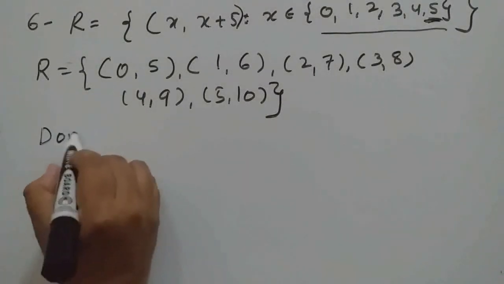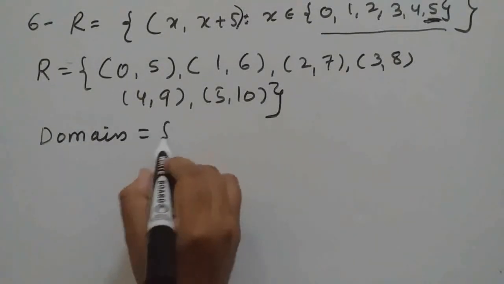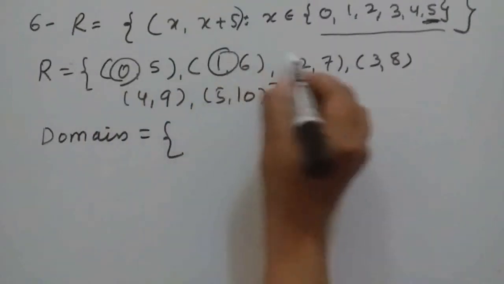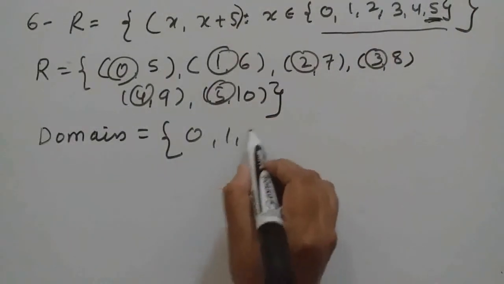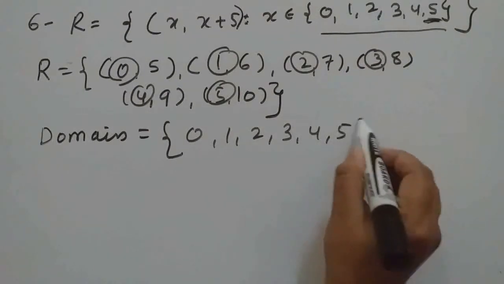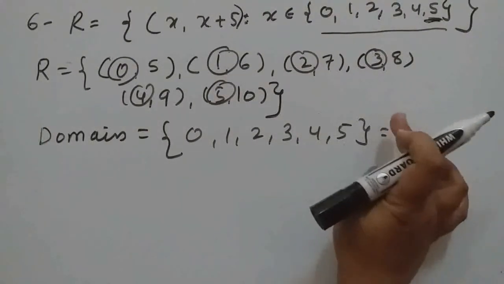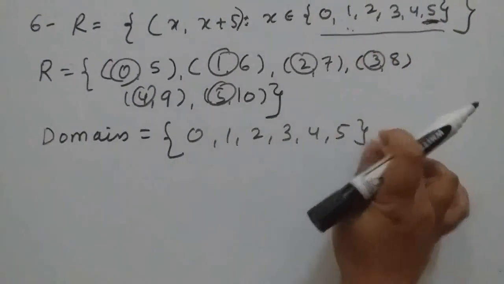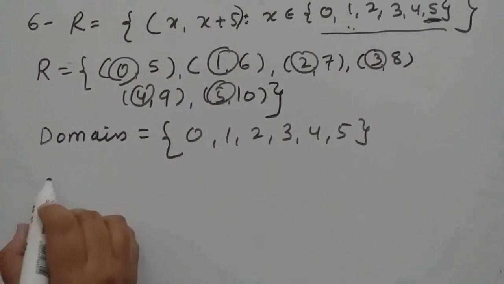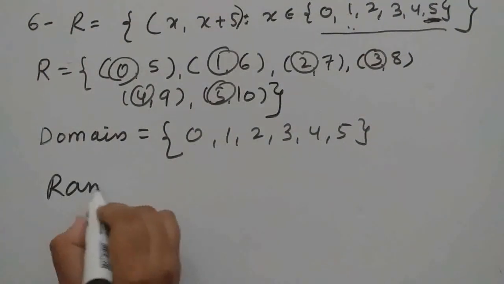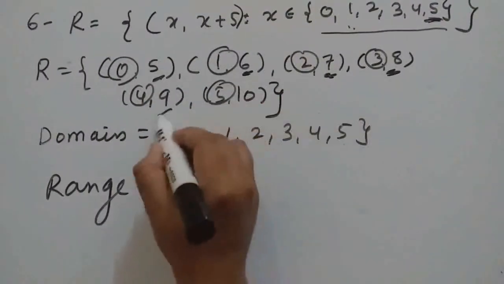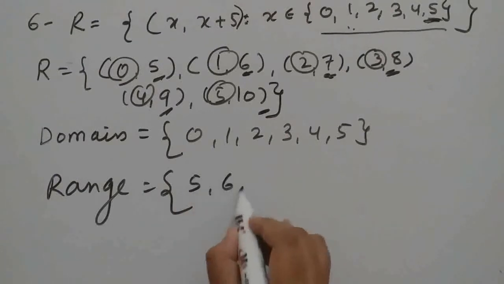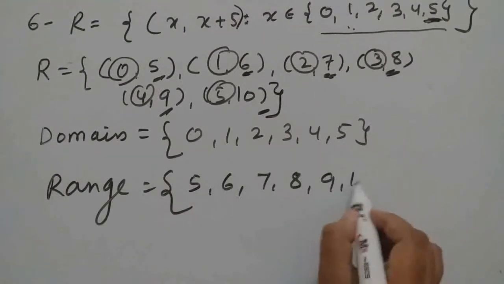So these all elements will be there in R. From this we can write the domain easily. Domain will be all the first elements, isn't it? So 0, 1, 2, 3, 4, 5, which is nothing but this set. The name is not given, so let it be like this. Then range will be all the second elements: 5, 6, 7, 8, 9 and 10.